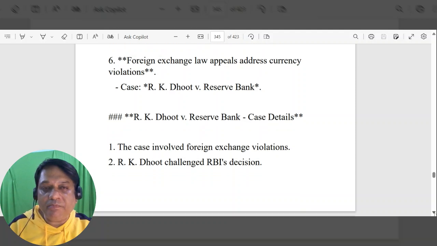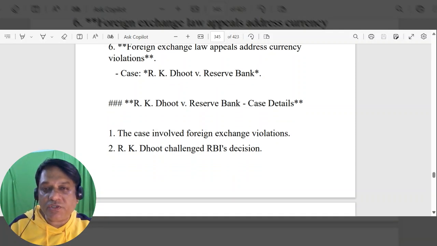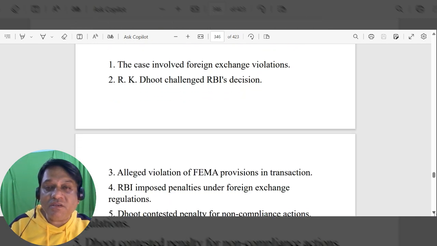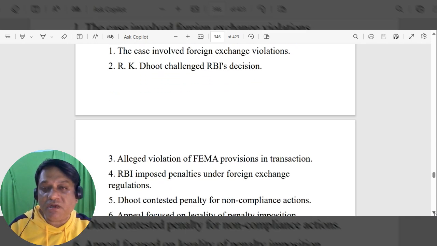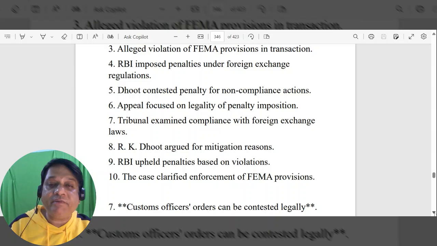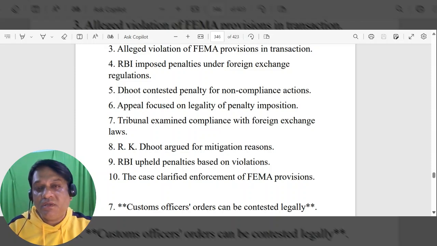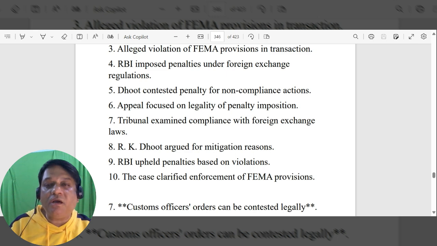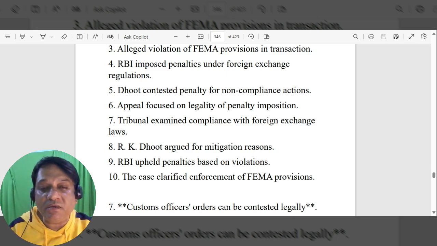Foreign exchange law appeals address currency violations. R.K. Dhut versus Reserve Bank. Case involved foreign exchange violations. R.K. Dhut challenged RBI's decision. Alleged violation of FEMA provisions in a transaction. RBI imposed penalties under foreign exchange regulations. Dhut contested penalty for non-compliance actions. Appeal focused on legality of penalty imposition.